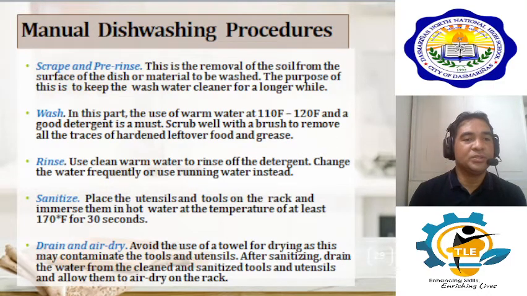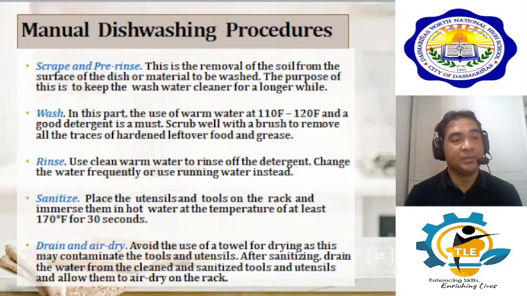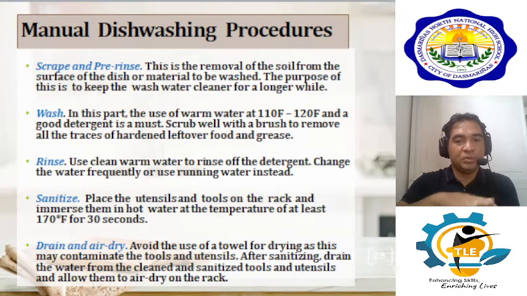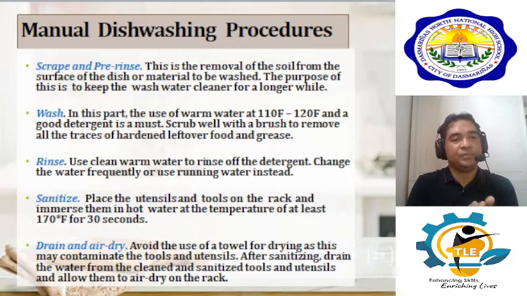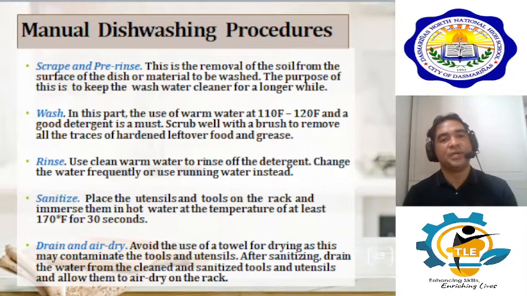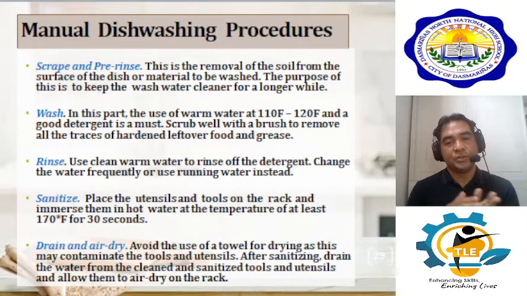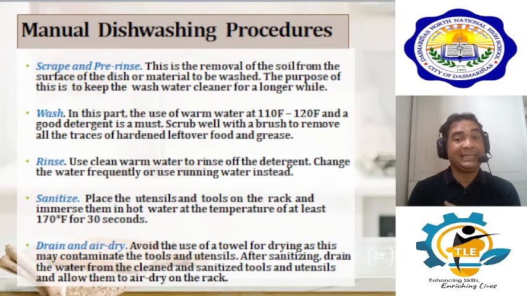Okay, we have 5 steps in manual dishwashing procedures. First one is you are going to scrape and pre-rinse. Okay, when you say scrape, you're going to remove the dirt on the surface of the plates, for example, then you're going to put it in the trash bin so that when you soak it in the water, you can keep the water clean for a longer while.